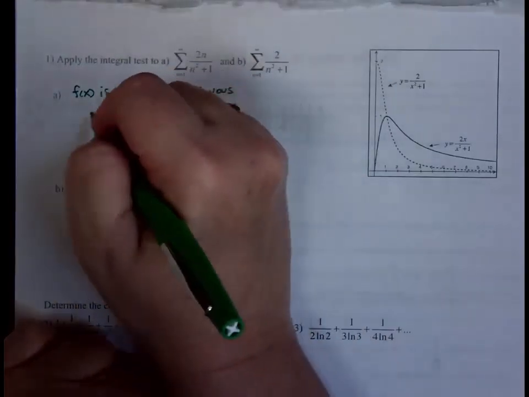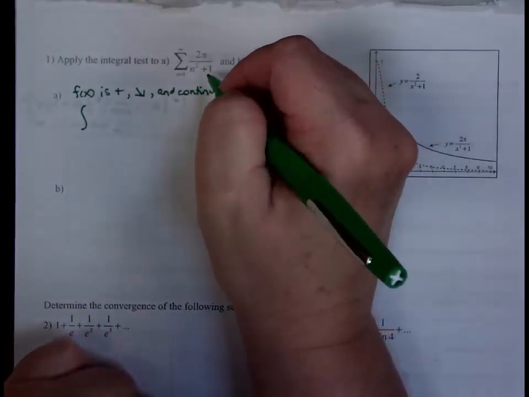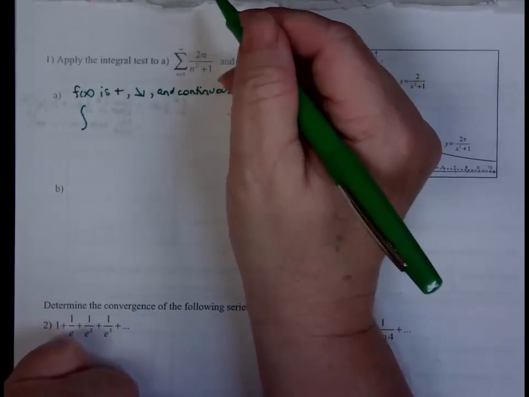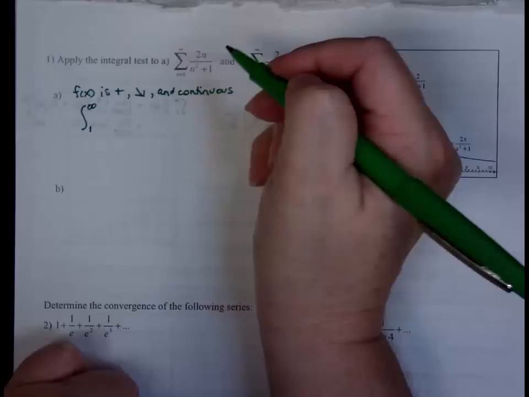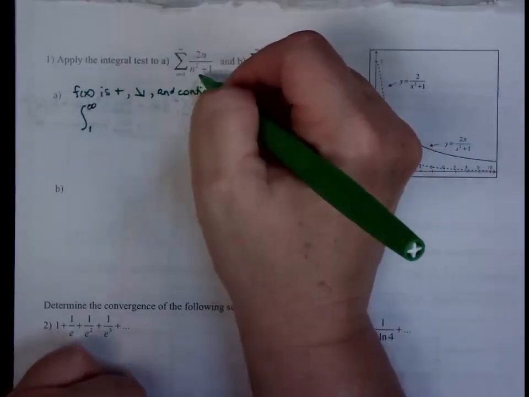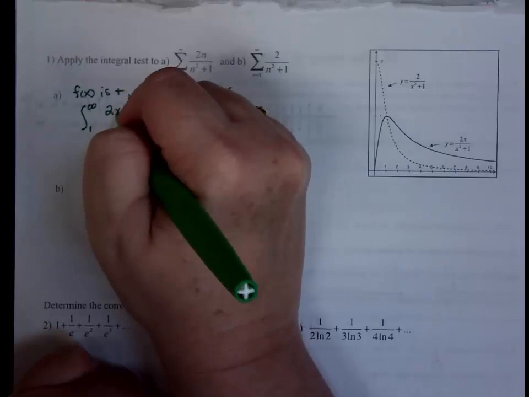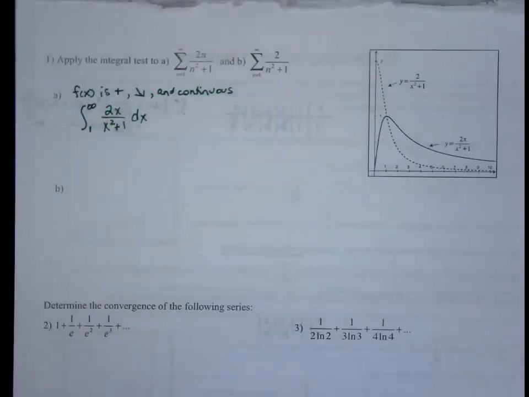Okay, so now we change the series to an integral. What do you think my limits of integration are going to be? 1 to infinity. They're going to be the same as they are on the series, 1 to infinity. And all we do is rewrite this with x's. So it's going to be 2x over x squared plus 1 dx. There we go. So we just changed the series to an integral, an improper integral.